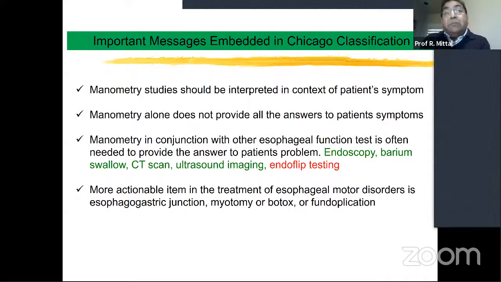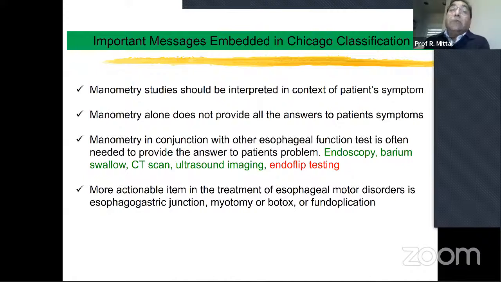And I just said it, but I'm going to repeat myself here, that manometry study should be interpreted in context of the patient's symptom. You don't want to treat a motility disorder just based on what the manometry is showing you. You've got to go and treat the patient. Manometry alone does not provide all the answers to patient symptoms. Manometry in conjunction with other esophageal function testing is often needed, such as endoscopy, barium swallow, CT scan, ultrasound imaging, EndoFLIP testing. So these are all ancillary, important, corroborative, I should say, testing that could help you arrive at the diagnosis correctly.